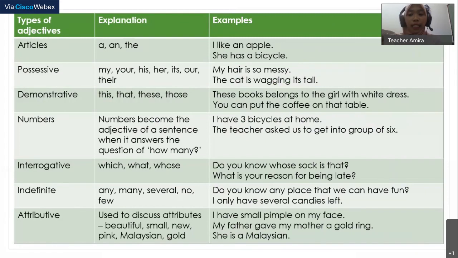So we have a question here. What is the difference between this and these? The word this is used for singular nouns, while these is used for plural nouns. For example, this is my speaker.